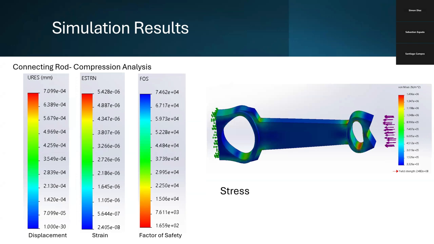For the connecting rod, the compression analysis, we got a max stress of 1.496 e to the 6 newtons per meter squared. Our max displacement was 7.099 e to the negative 4. Our max strain was 5.428 e to the negative 6, and the minimum factor of safety was 165.9.